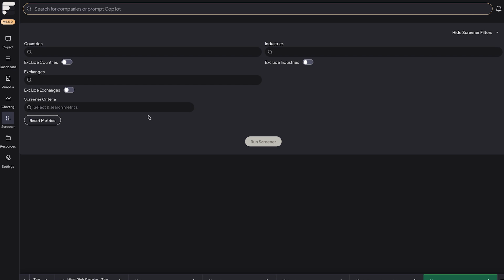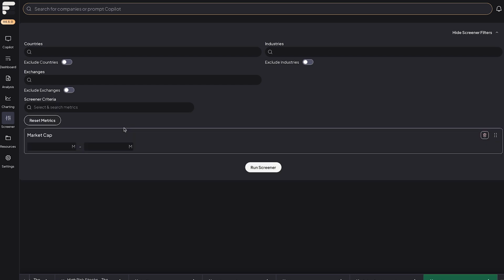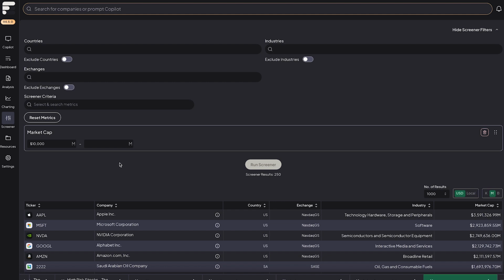The way I would use this is I would set metrics that I want to look at. So I think it's good to look at market cap because you don't want to invest in companies which are too small. And let's just say I want a market cap of 10 billion or more. So when I press run screener, then it'll give me the results.